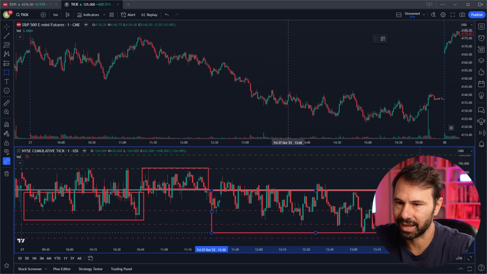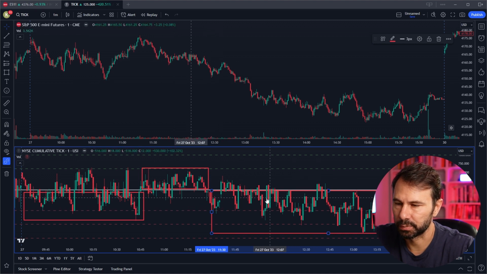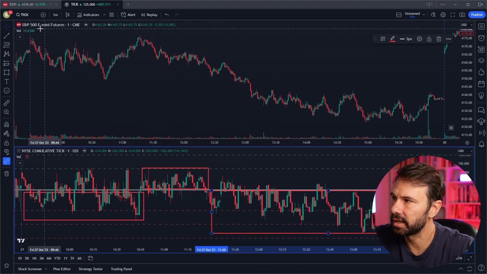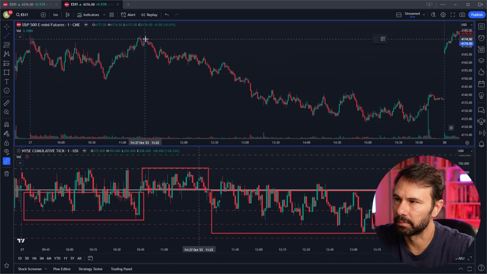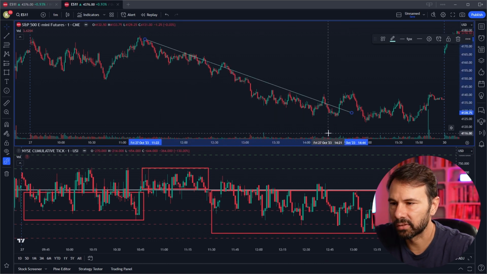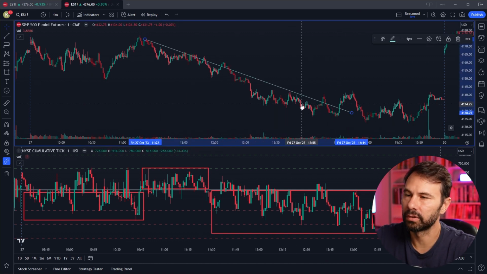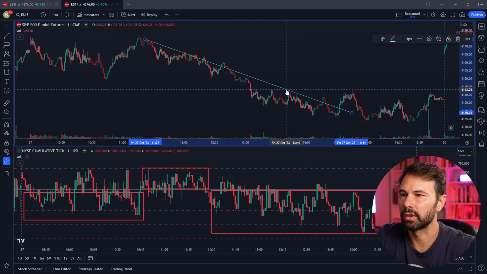Now it's very clear how the majority of the tick is just printed below zero. And you can see here how the market ended up going down. So that's an important principle that I use, the tilt or the slope for the tick chart.